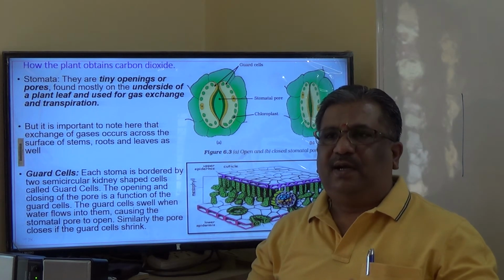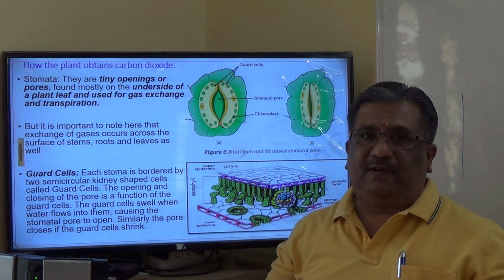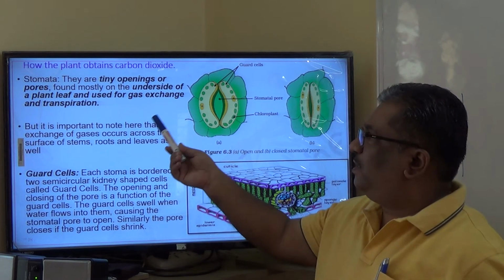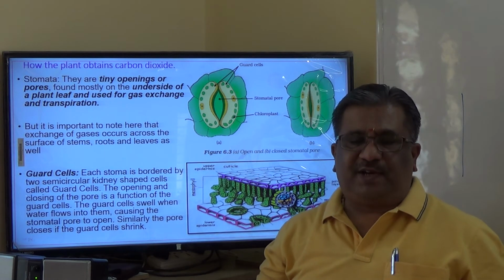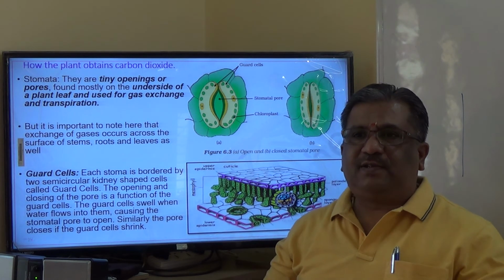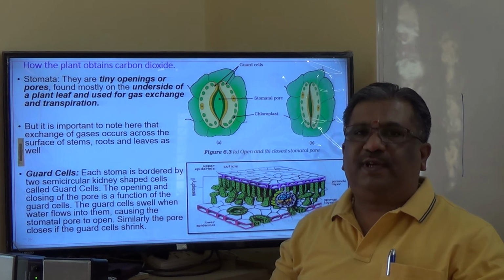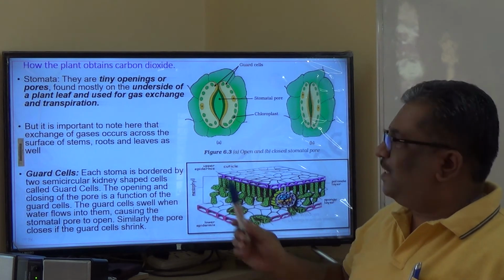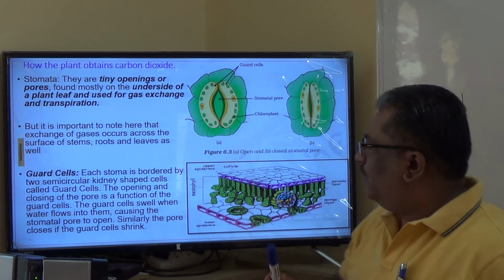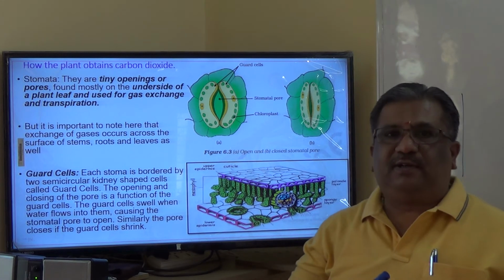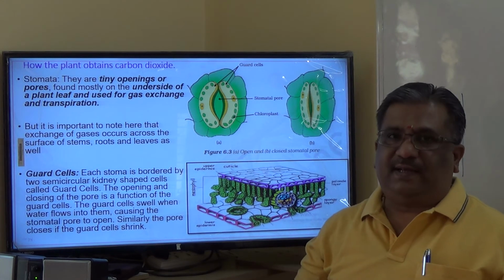What is transpiration? Loss of excess water in the form of vapor through stomatal pores is called transpiration. Now, how does the opening and closing of the stomatal pores happen? That happens through guard cells.